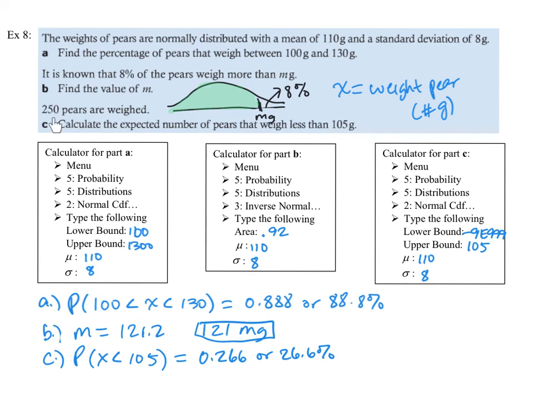Remember, the question was, out of 250, what's the expected value that would weigh less than 105 grams? So we need to take that 250 and multiply it by the probability of weighing less than 105 grams. So that's 250 times 0.266. And that turns out to be 66 or 67 pears. Either of those answers would be fine because, of course, we wouldn't talk about part of a pear.